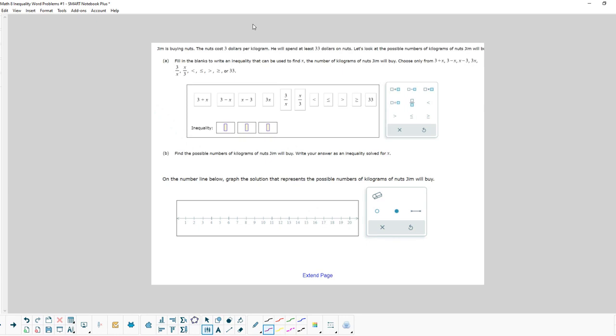Now on Alex, you'll see something like this. Jim is buying nuts. The nuts cost $3 per kilogram. He will spend at least $33. So he's spending $3 per kilogram, and he will spend at least, which means greater than or equal to, $33. You look through the menu and try to find where you can get the information. You see the 3x, so that goes there. Then we want the inequality symbol, so this symbol goes there. And 33 is the last number.